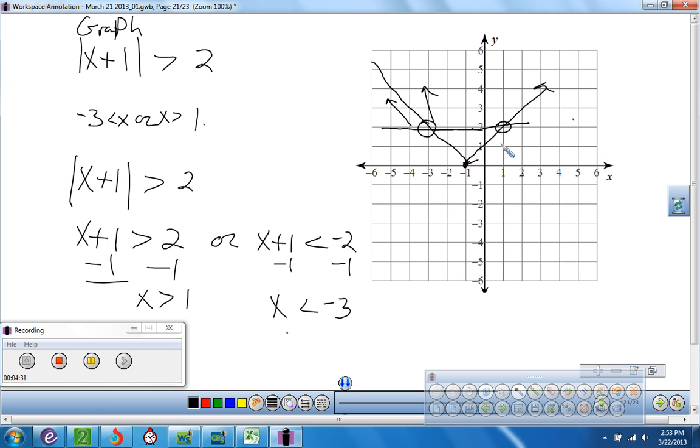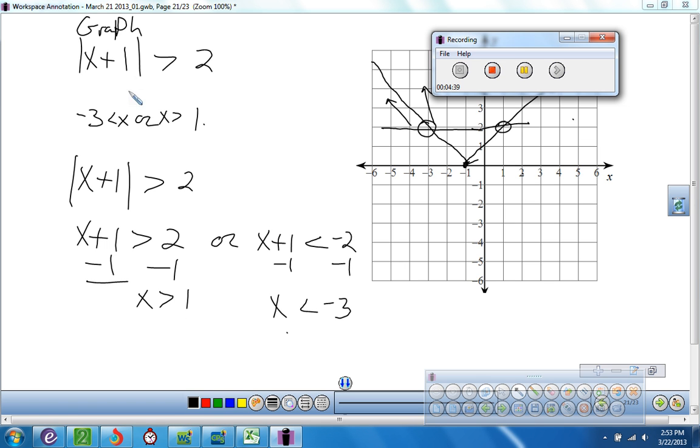But on the benchmarks, they're probably going to give you a graph. It's a multiple choice thing, so you just have to pick the points that are here anyway. But you can always test it by solving algebraically. So x is greater than 1, or x is less than negative 3, which is what we came up with here.